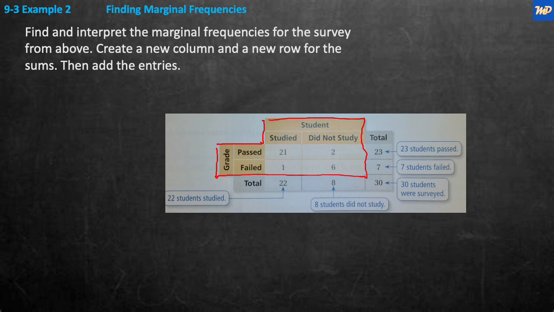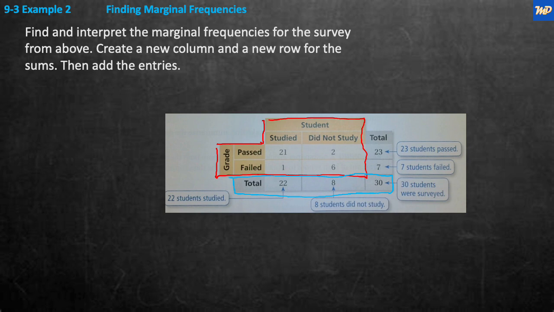We had students that studied and didn't study, and students that passed and failed. Okay? So now what they want you to do is to create a new column and a new row for the sums of the entries. So what we've done then is we've taken, I'll change this to blue now, so then we're adding in this row here. And this row goes over to here. I'm just going to draw just like that. So this one covers the columns. Okay, so this one has the total from the columns.